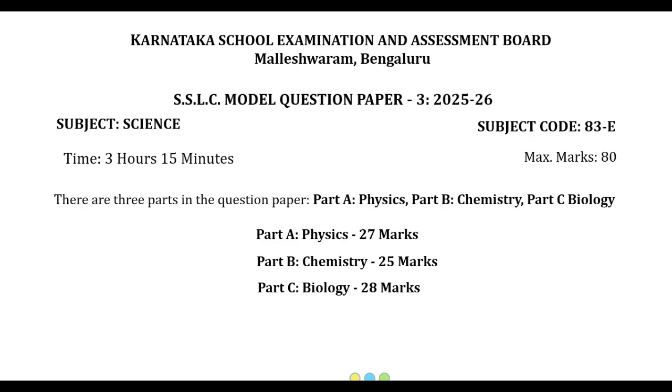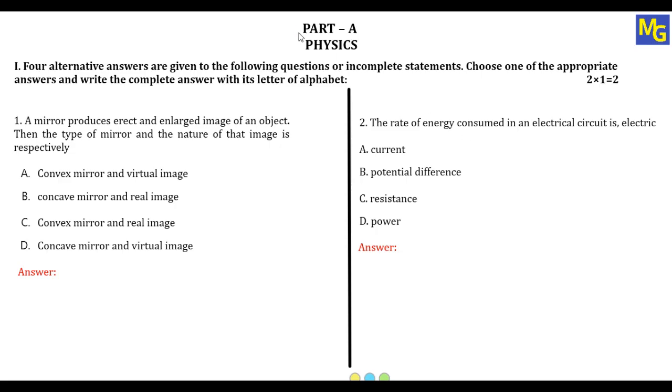So let's start with the first question. Now I'm going to start with part A physics, and question number 1 is a multiple choice question. Let's read the question. 4 alternative answers are given to the following questions or incomplete statements. Choose one of the appropriate answers and write the complete answer with its letter of alphabet.